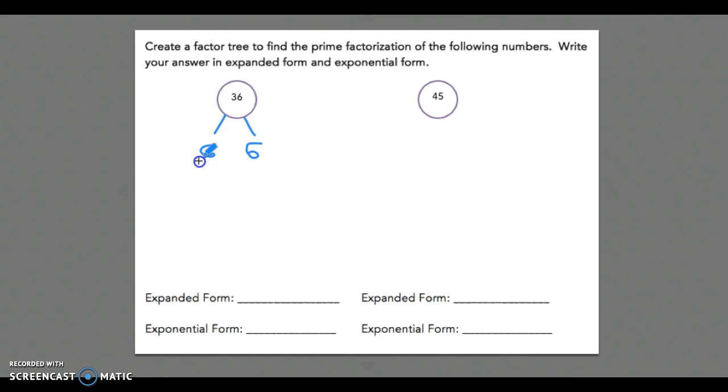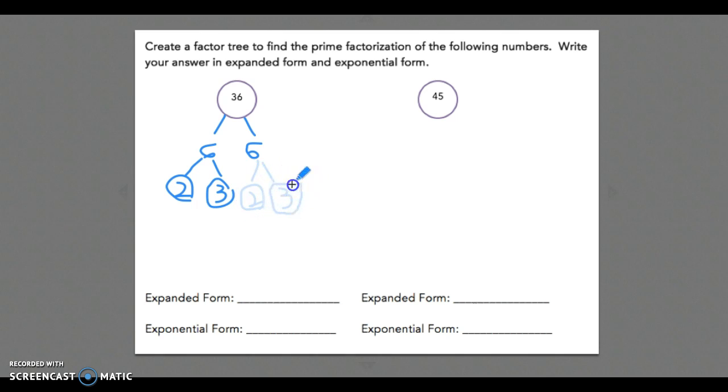Now, I can break down 6 into two other factors of 2 and 3. Both 2 and 3 are prime, so I'm going to circle them. I cannot factor them any further. And again, I'm going to factor 6 down to 2 and 3. And I'm going to circle them because they're both prime.